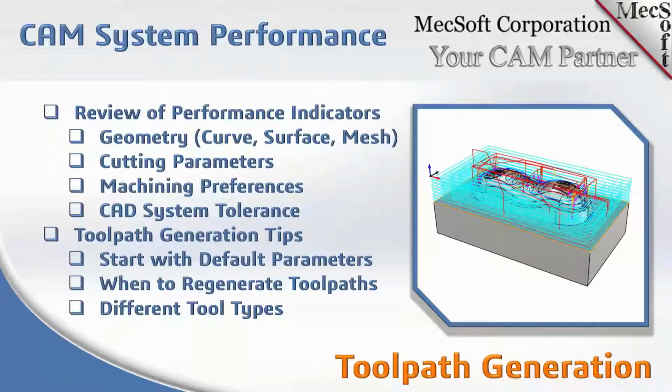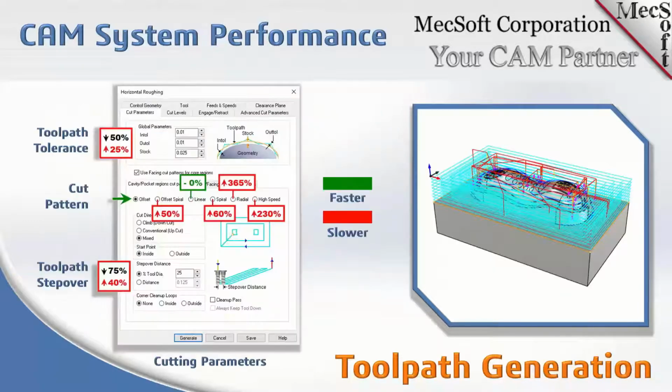Flat end mills are faster, ball mills are slower, tapered mills are even slower, and that's basically because of the way the tool is shaped and how the algorithms work generating the toolpaths. Okay, so let's take a look at some parameters that will affect your toolpath generation.